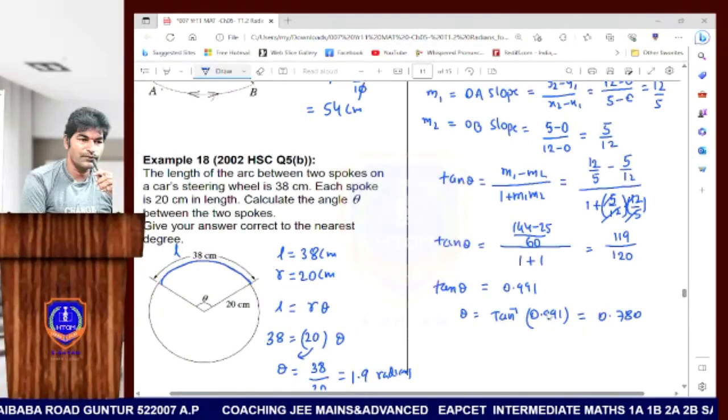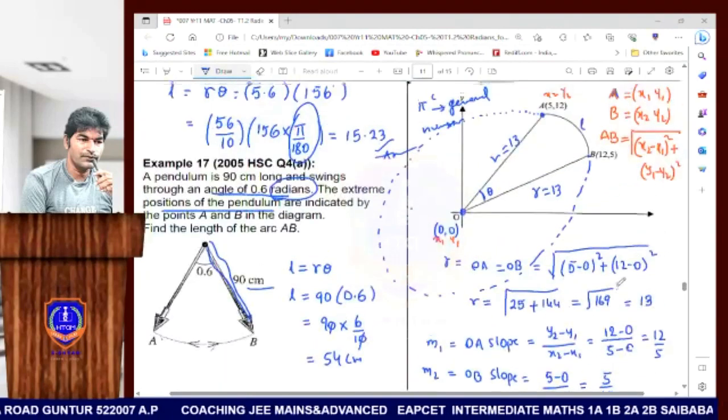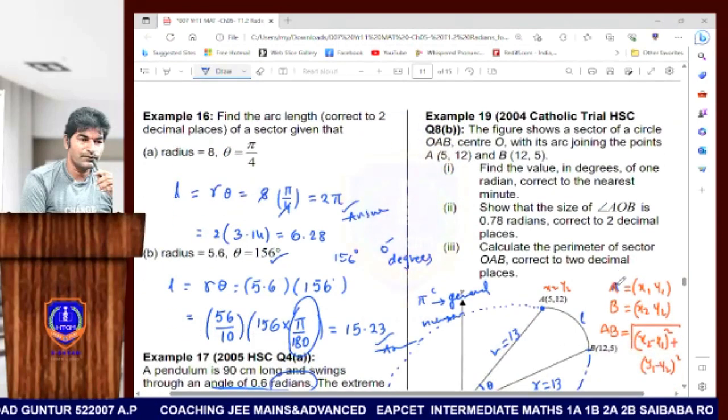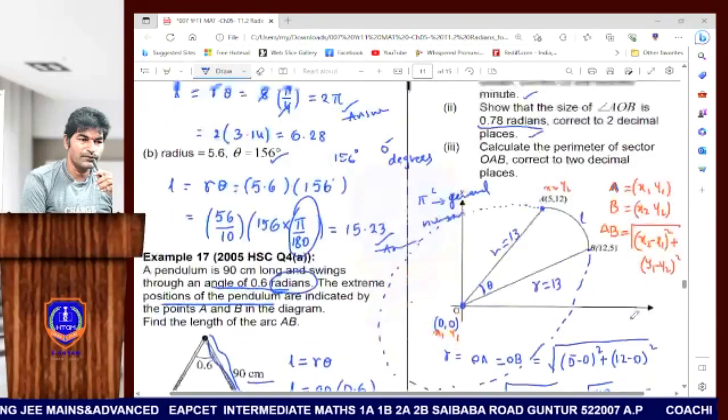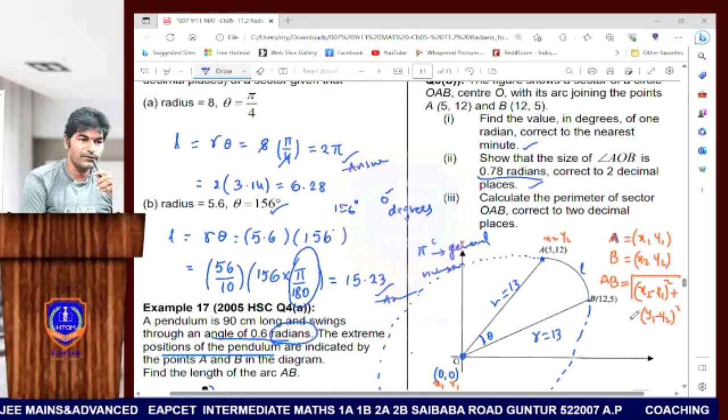0.780. Okay, so that is the answer for the first one. Look at this, 0.78. The first question was done. Second question: find the value in degrees of 1 radian, correct to the nearest minute. So what we do next, we have to convert this actual value into degrees correct to 1 minute.